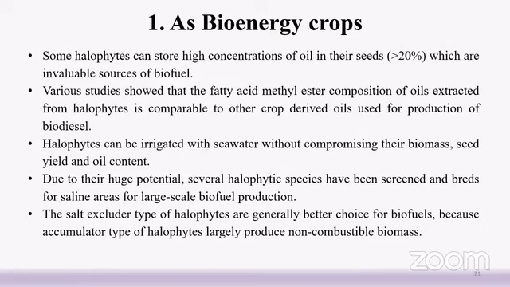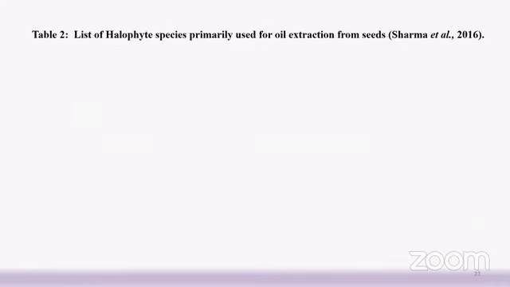Due to their huge potential, several halophyte species have been screened and bred for saline areas for large-scale biofuel production. The salt-excluder type of halophytes is generally a better choice for biofuels, because accumulator-type halophytes largely produce non-combustible biomass. So there are some points we have to take care of while using them as bioenergy crops.